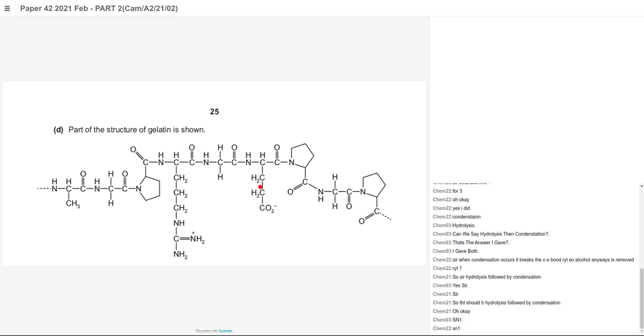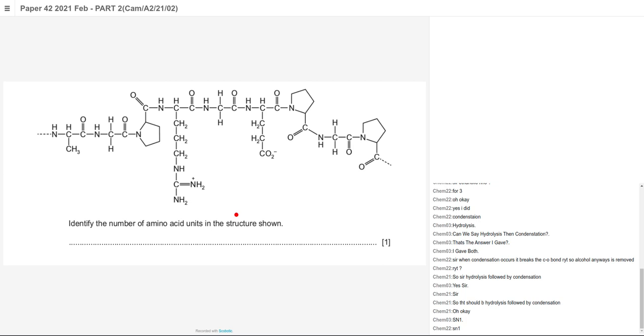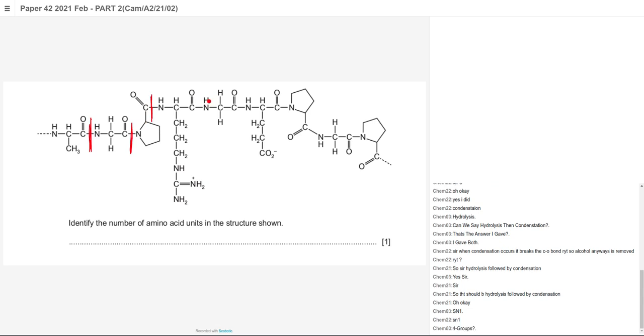Part of the structure of the gelatin is shown. Identify the number of amino acids. The best thing you can do is break the molecule at the point of the amide link. Break from the amide link. Break from the amide link. All the molecules, break from the amide link. Break from the amide link.